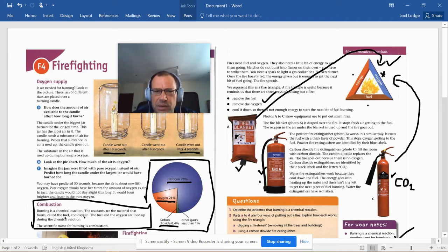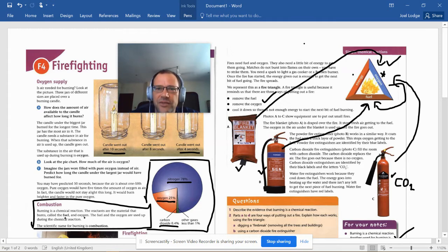Powder. Powder's an interesting one. Powder actually coats the entire fuel in a fine layer of powder, which stops the oxygen getting to the fuel. All right, so there's two ways in which we can put out a fire by removing oxygen.